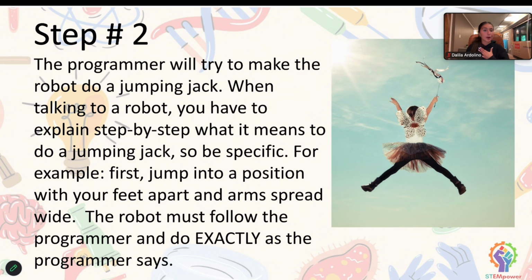For example, if I was the programmer, I might say as my first step, first, jump into a position with your feet apart and your arms spread wide. This is clear, and it tells the robot what to do, and then the robot will follow exactly as the programmer says. So if you want to pause this video and give it a try with your partner, and then come back on when you're finished, and we'll move on to the next thing.